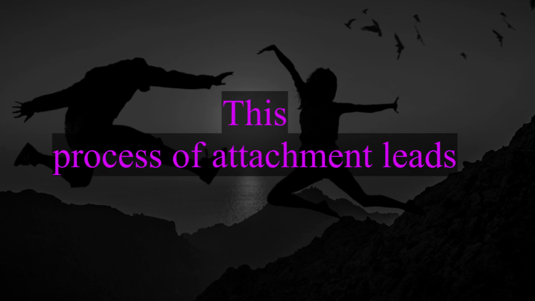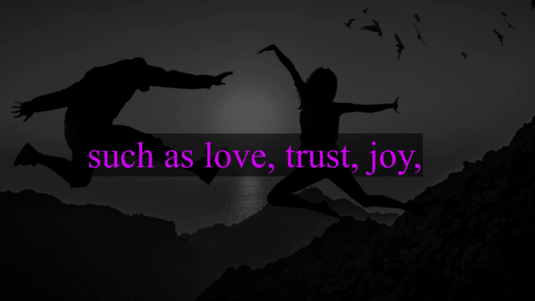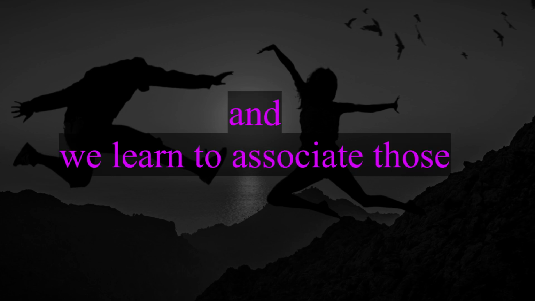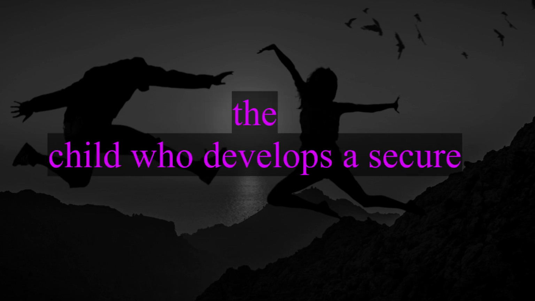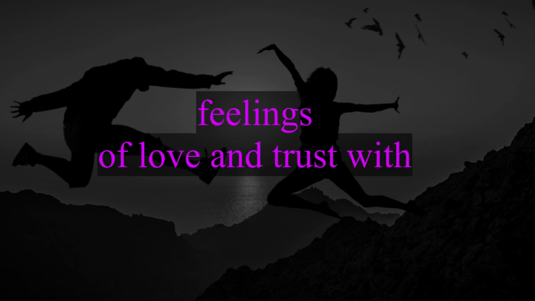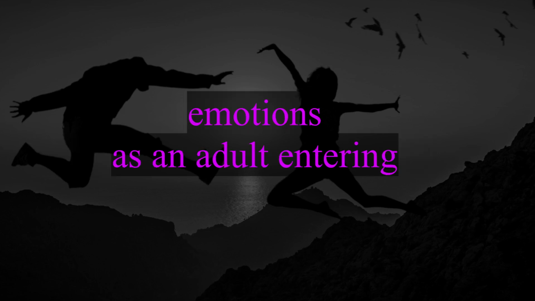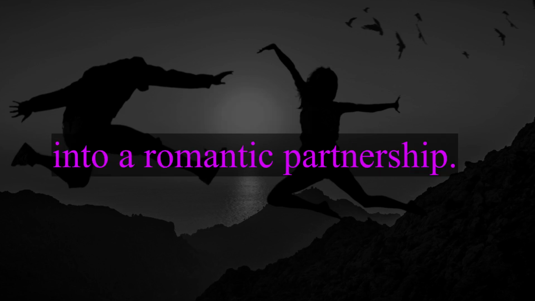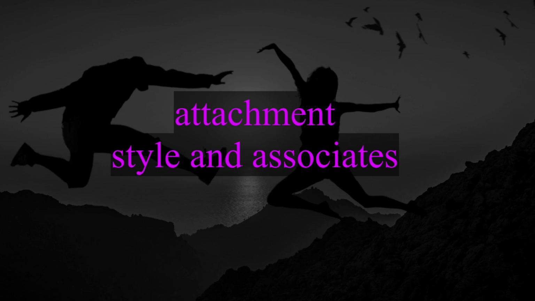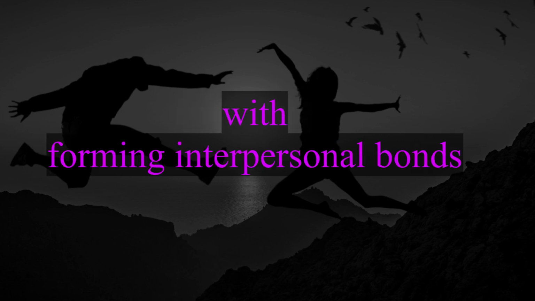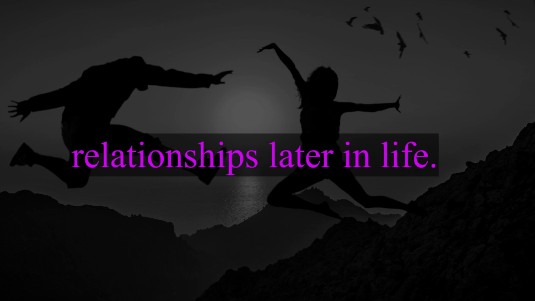This process of attachment leads us to experience some of our first intense emotions, such as love, trust, joy, anxiety, or anger, and we learn to associate those emotions with closely bonded relationships. For example, the child who develops a secure attachment style and associates feelings of love and trust with forming interpersonal bonds will likely experience similar emotions as an adult entering into a romantic partnership. Conversely, a child who develops an anxious attachment style and associates feelings of anxiety and mistrust with forming interpersonal bonds will likely experience similar emotions in romantic relationships later in life.